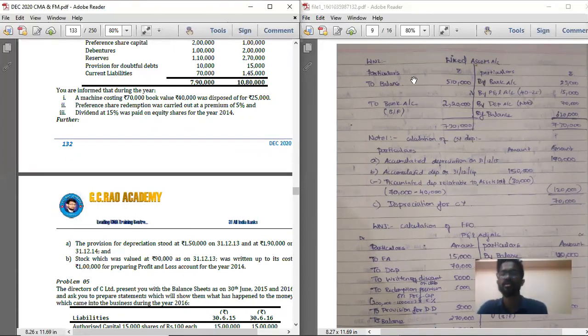So just open the fixed asset account, opening balance, closing balance. Then the machine has been sold for 25,000. What is the loss that has been made? The loss is taken to the P&L account. So in the fixed assets account, by P&L 15,000, by bank 25,000, and by depreciation, which we have calculated, 70,000. If you total it, you will get 7,30,000. Then the balancing figure is nothing but the purchase of fixed assets, that is 2,20,000. Simple. You just do this fixed asset account on your own, like how we did in the previous sums, and calculate the balancing figure.